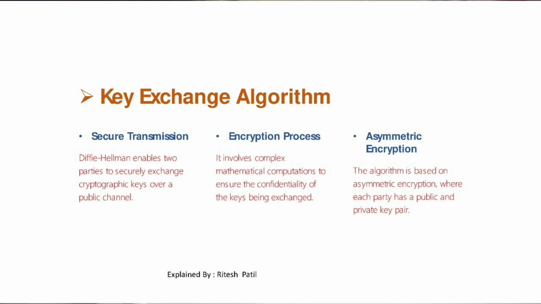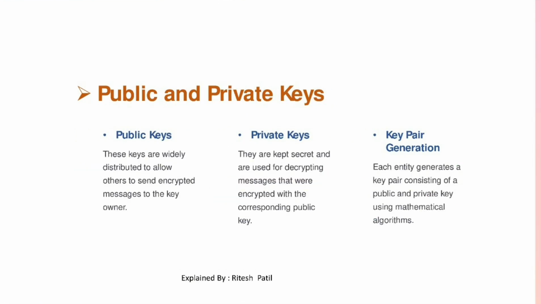And the last one is the asymmetric encryption. Each party has a key pair, a public key known to all, and a private key. Data encrypted with the public key can be decrypted with the corresponding private key, making it suitable for digital signatures and public key infrastructure. RSA is a popular asymmetric encryption algorithm. So let us move to the next page.